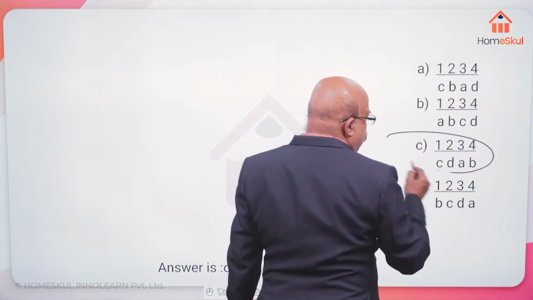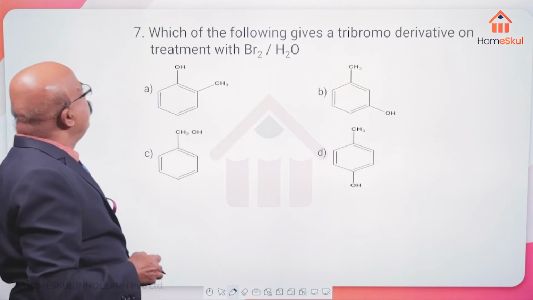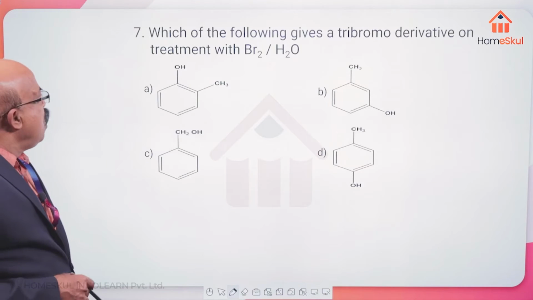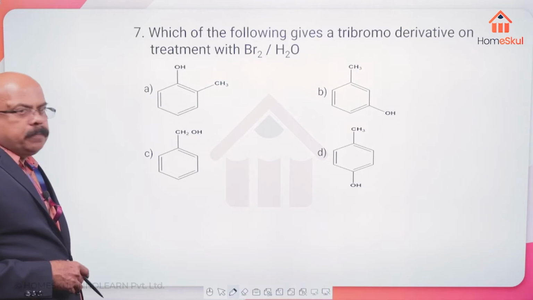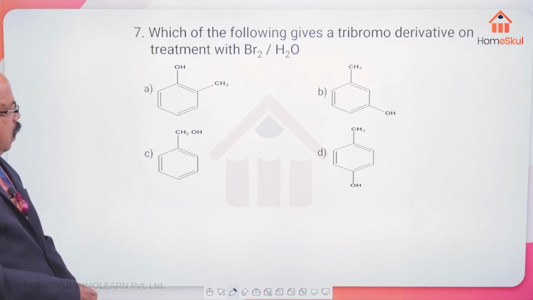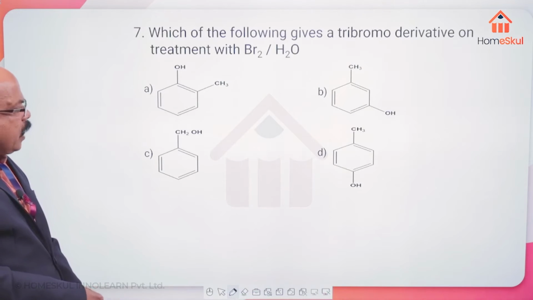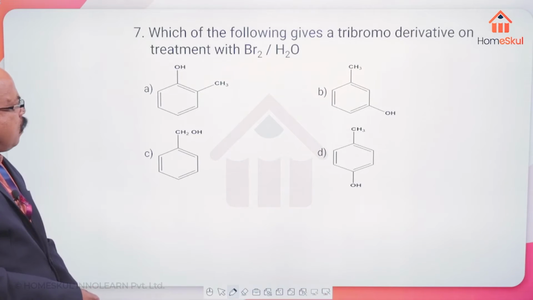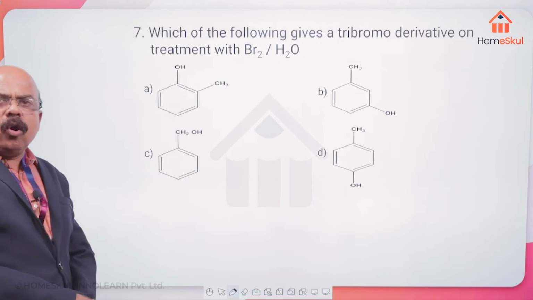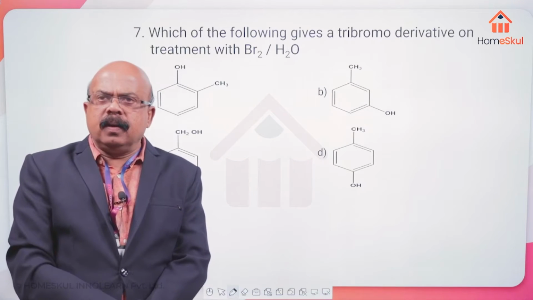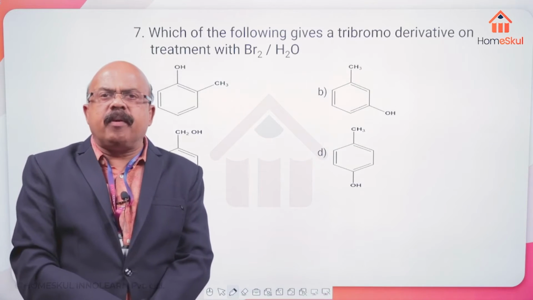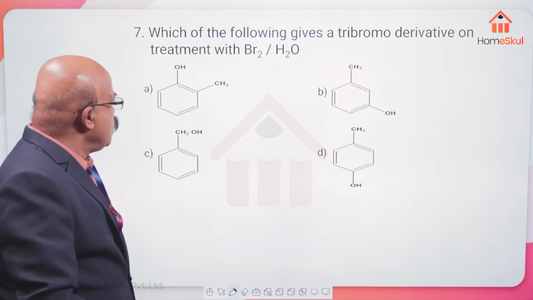This is your option. And the next question is: which of the following gives a tribromo derivative on treatment with bromine water? Options are given. All these are substituted among the 4 compounds given. 3 of them are phenol derivatives and 1 is benzyl alcohol. Phenol on reaction with bromine water forms 2,4,6-tribromophenol. It is because of the higher activating power of the OH group. That is very important.